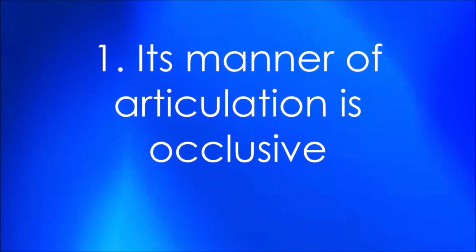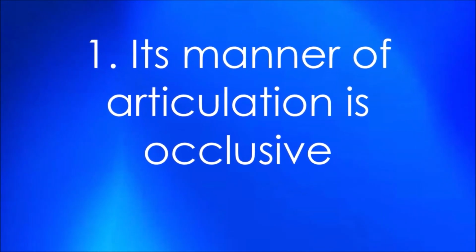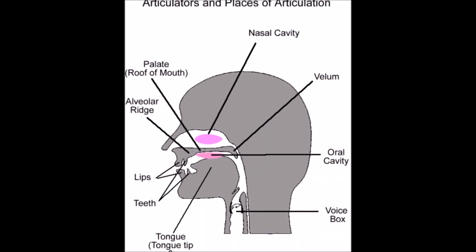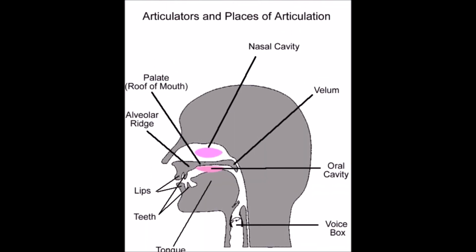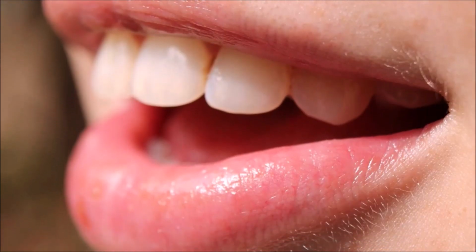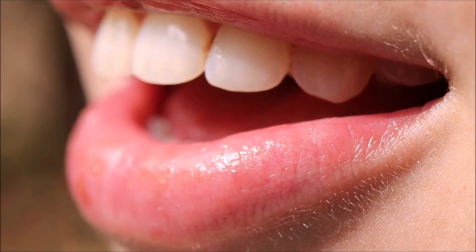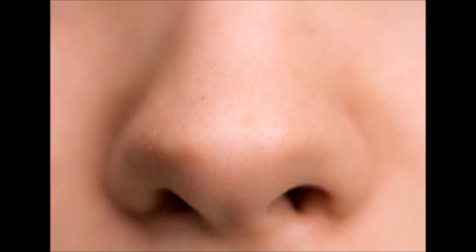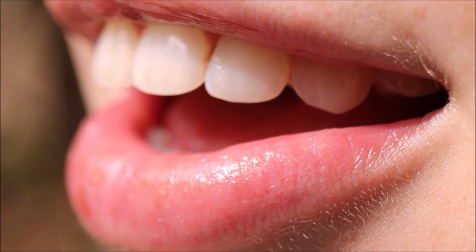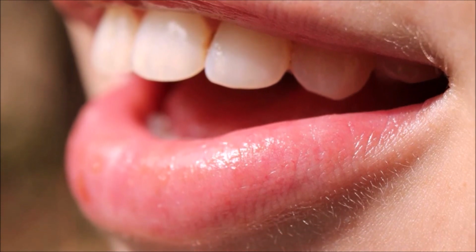The following 6 things are imperative to know. 1. Its manner of articulation is occlusive, which means we produce the "ad" by obstructing airflow in the vocal tract, since the consonant is also oral, with no nasal outlet. We block the airflow entirely with our mouths before we release it.